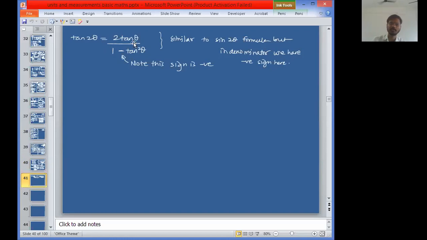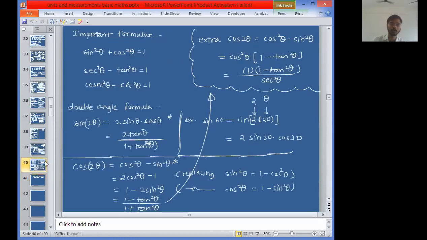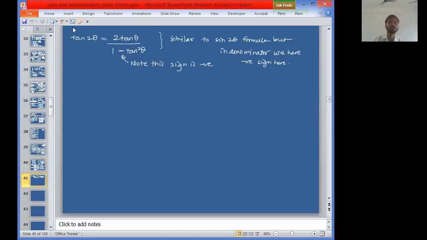The formula is similar to the sin 2 theta formula. Let me show you the sin 2 theta formula. Here you can observe it: 2 tan theta upon 1 plus tan square theta. Instead of this plus, you have to put minus, and you will get the tan 2 theta formula. Up to this, we revised in previous lectures.